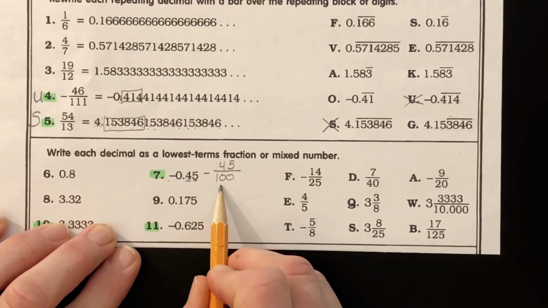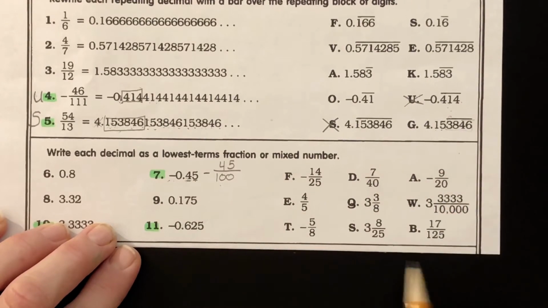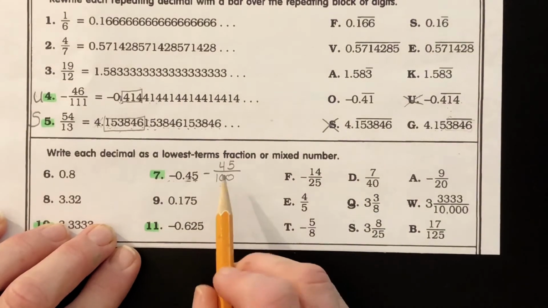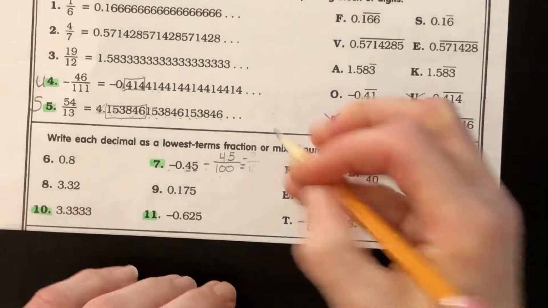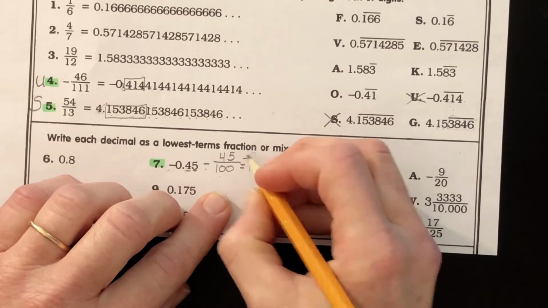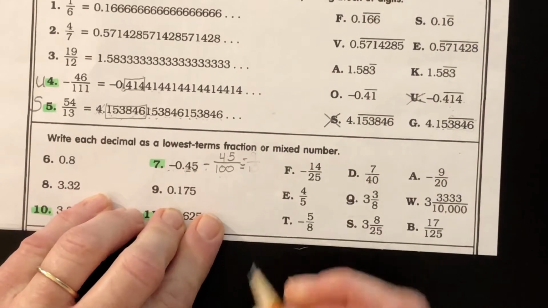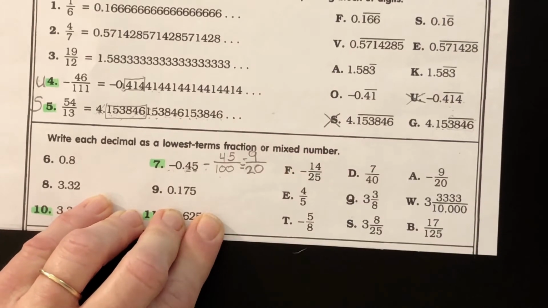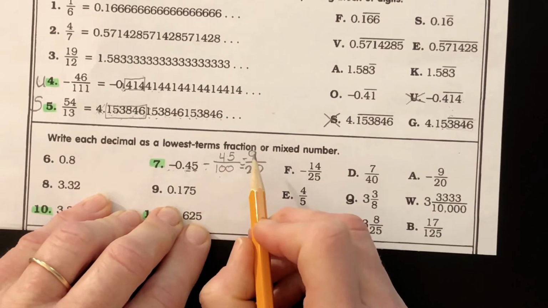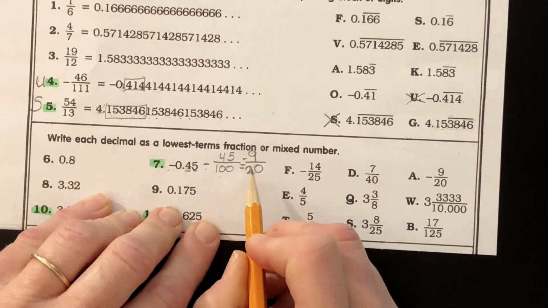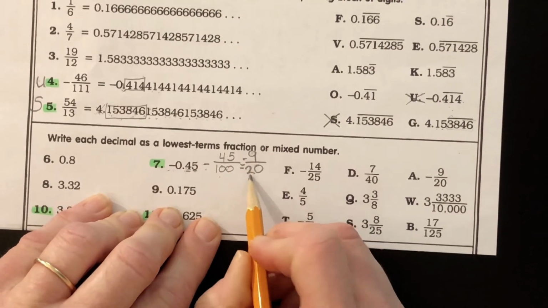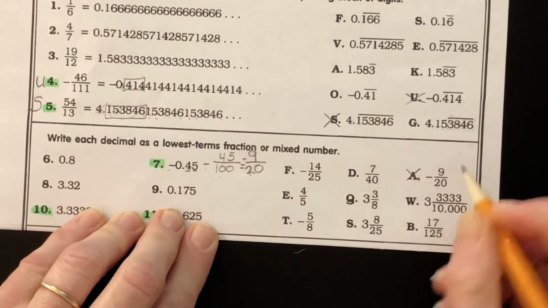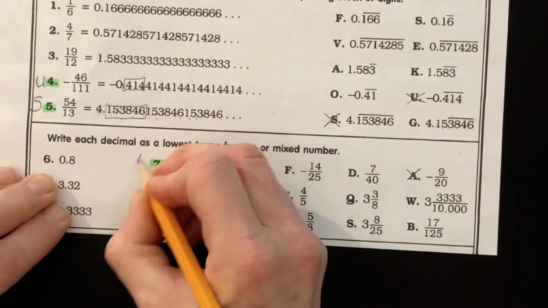But as you can tell, there aren't any possibilities over here. And in case you hadn't already noticed, these can be reduced by 5. If I reduce it by 5, I get negative, remember the negative, 9 twentieths. 45 divided by 5 is 9. 100 divided by 5 is 20. Negative 9 twentieths. Let's see if we have, oh, there it is, A. The answer to 7 is A.